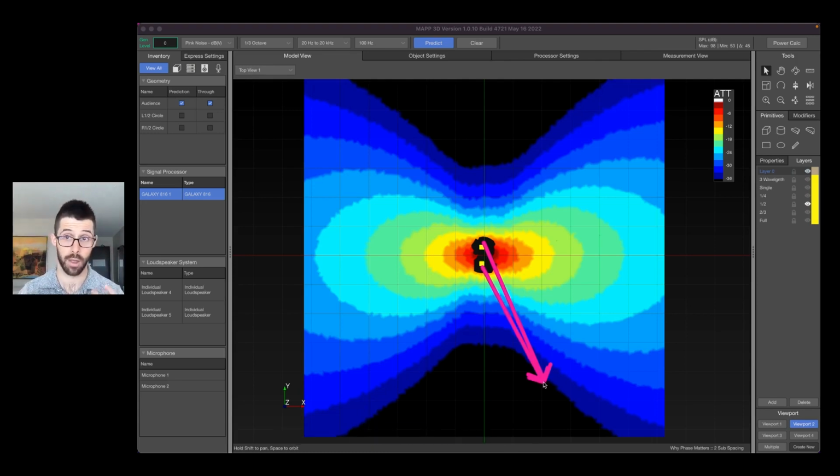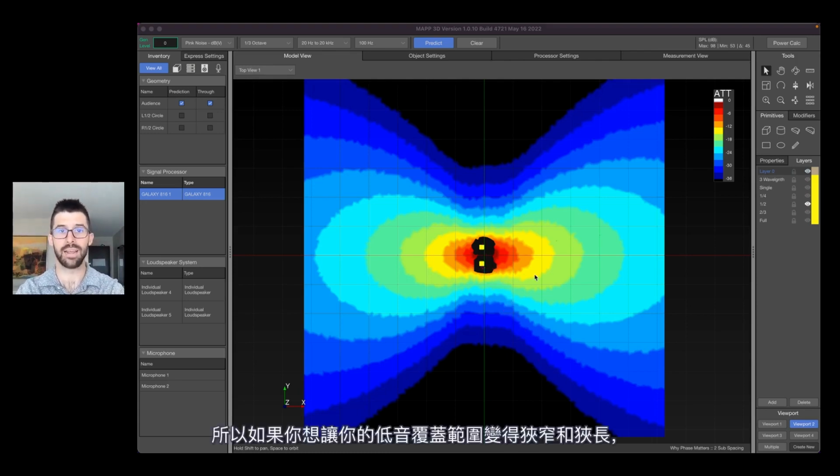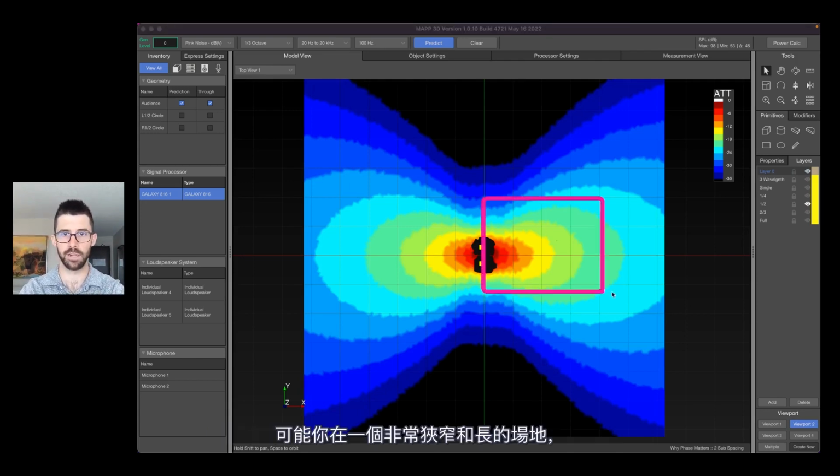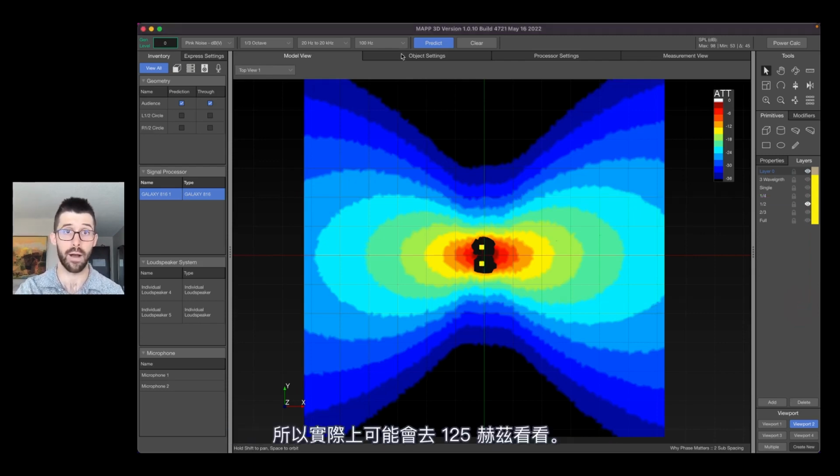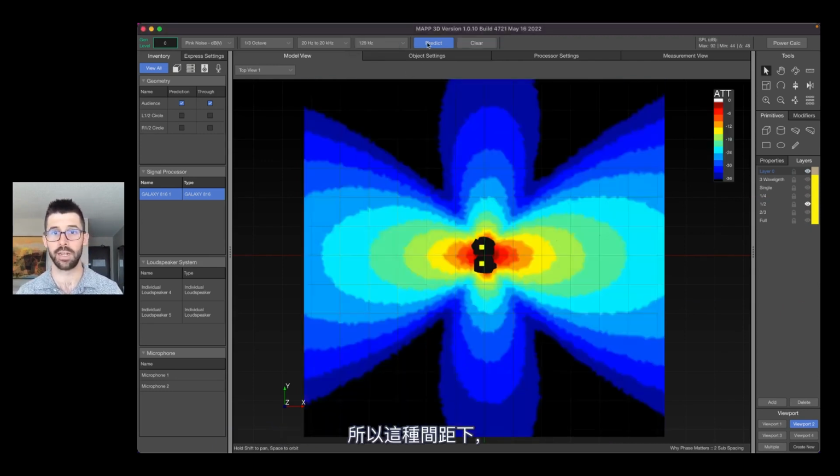and they cancel each other out. So if you want to make your sub coverage skinny and narrow, maybe you're in a venue that's really skinny and long, I would pull apart your subs to a half wavelength of the highest frequency they're going to produce. So I would maybe go a third of an octave above your crossover. So it actually probably makes sense to go to 125 to look at that a little bit better. With this spacing, things start to get weird and we get side lobes.